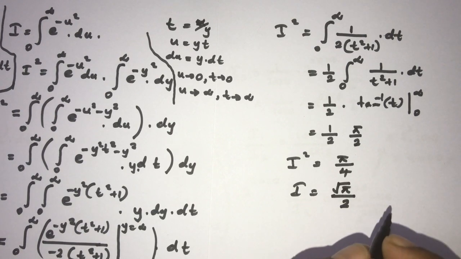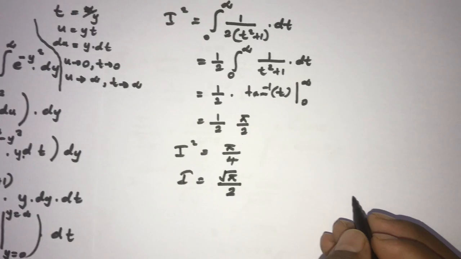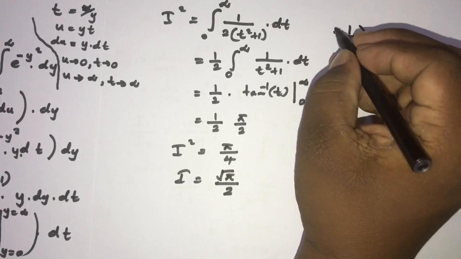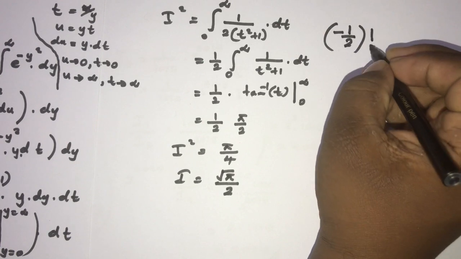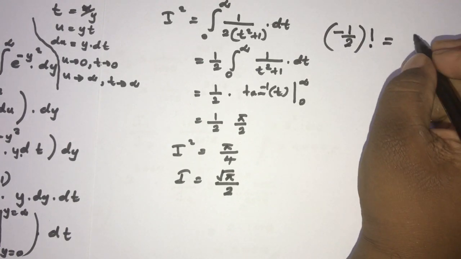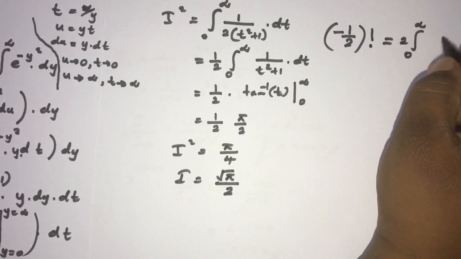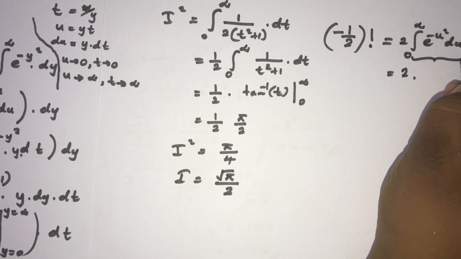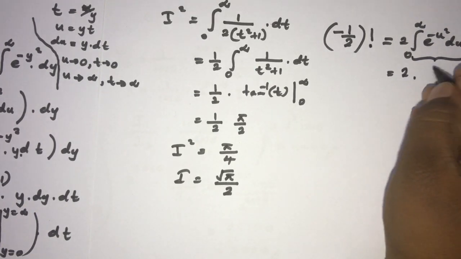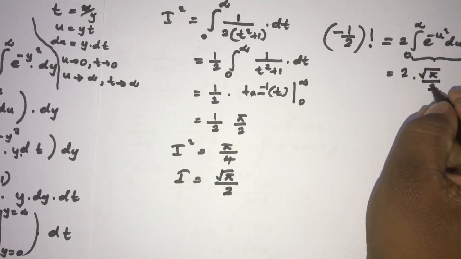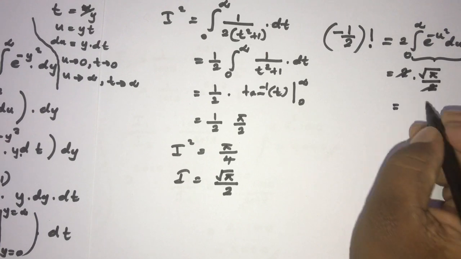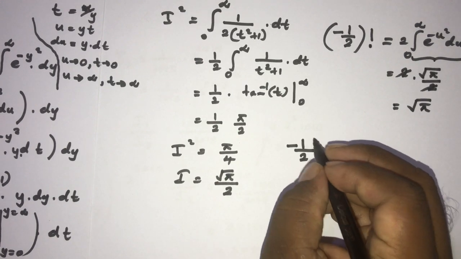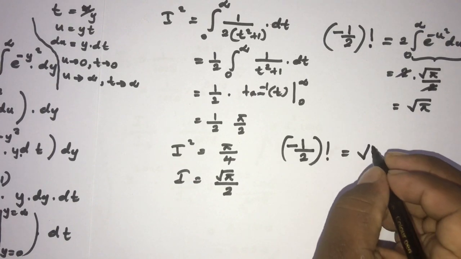Interesting. Now our next part: we started with minus 1 half factorial, and we know this is equal to 2 times the integral from 0 to infinity of e to the minus u squared du. We evaluated this integral, and it is equal to the square root of pi over 2. Now this 2 gets cancelled, and we get the square root of pi. This is interesting: minus 1 half factorial is equal to the square root of pi.